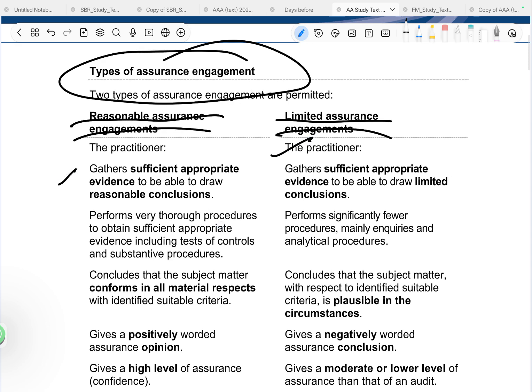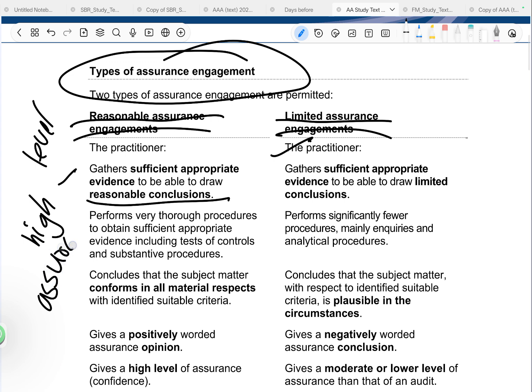Let's start with reasonable assurance engagement. In this type of engagement, the practitioner gathers sufficient and appropriate evidence so that they can draw reasonable conclusions. Now, you might be wondering, what does reasonable mean here? It basically means a high level of assurance, but not absolute certainty, because in real life it is impossible to check every single transaction.